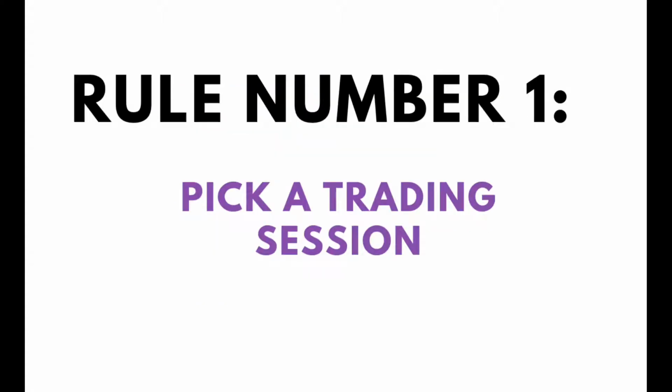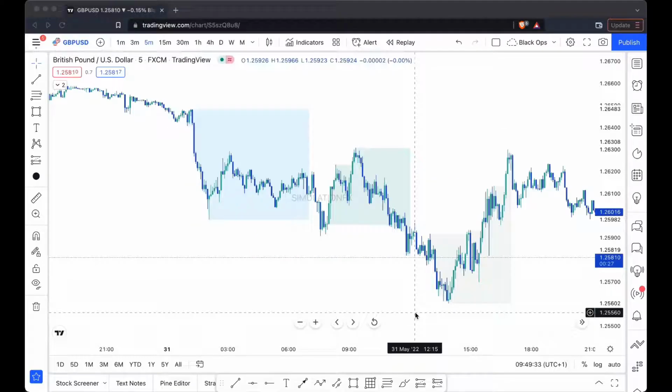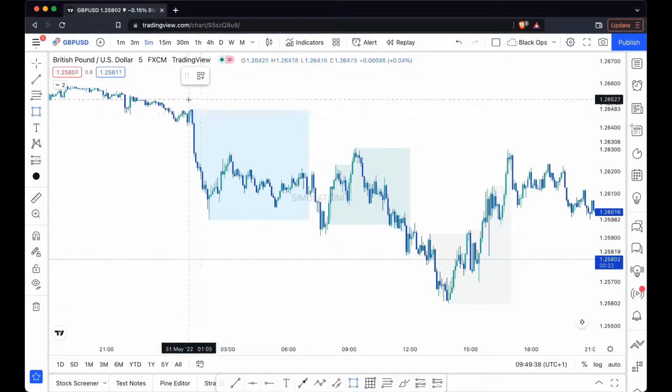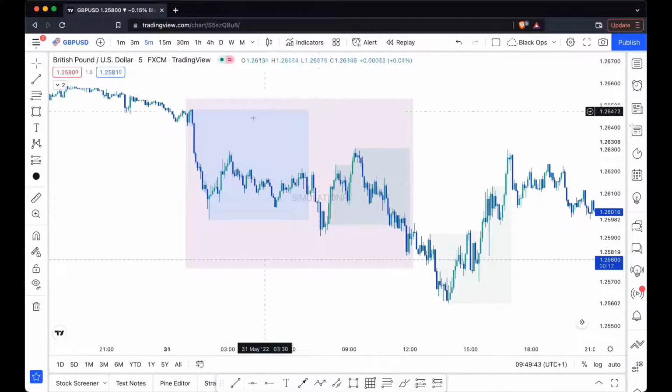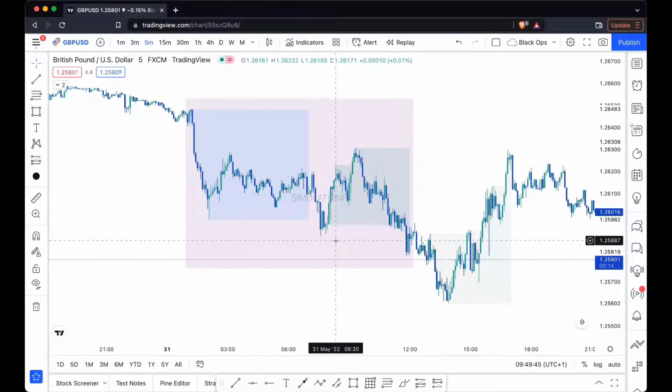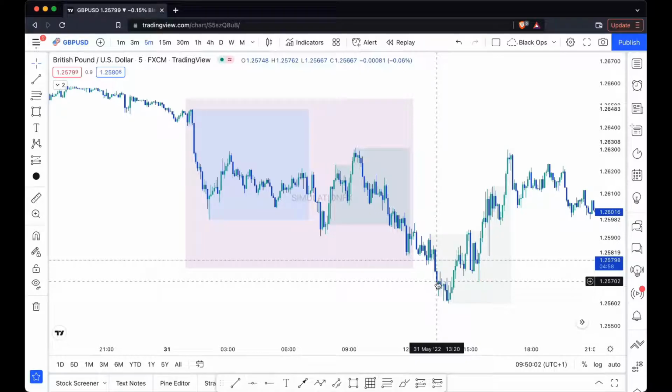Rule number 1. Pick a session. For example, I predominantly trade the London session. So when I come to the charts, what I look for is this data here on the charts. That's all I require. And I will try to take a trade within this pink area. The reason why I trade the London session is because it fits my life perfectly. I'm not fitting my life into trading, but I'm fitting trading around my life.